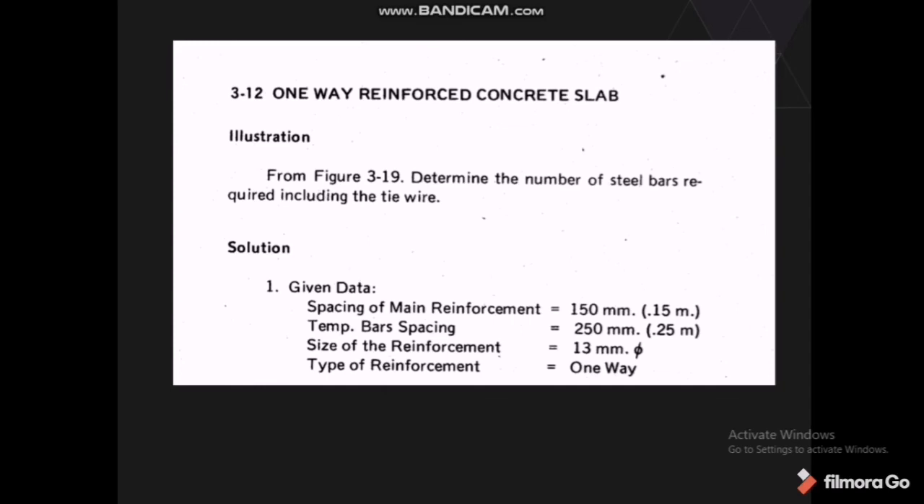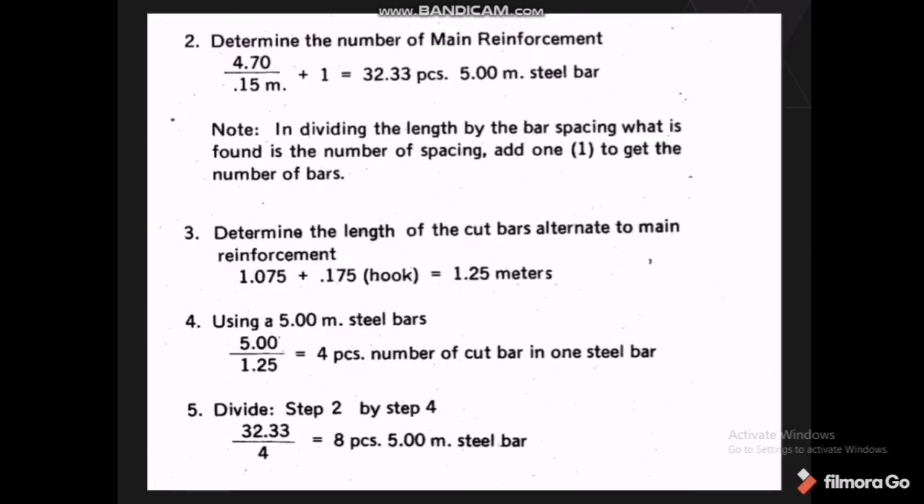Divide by the spacing of main reinforcement, which is 0.15 meters, plus one, and that is 32.33 pieces of 5 meter steel bar. Note that in dividing the length by the bar spacing, what is found is the number of spacings. Therefore, we must add 1 to get the number of bars.